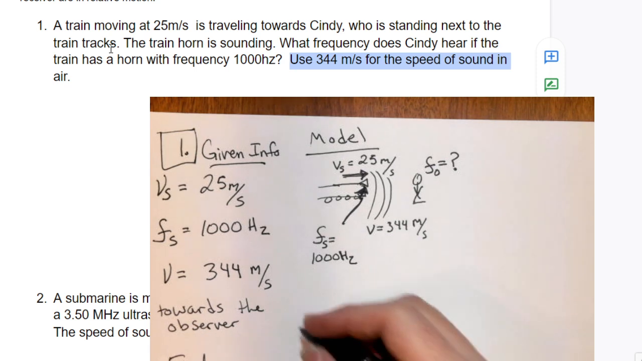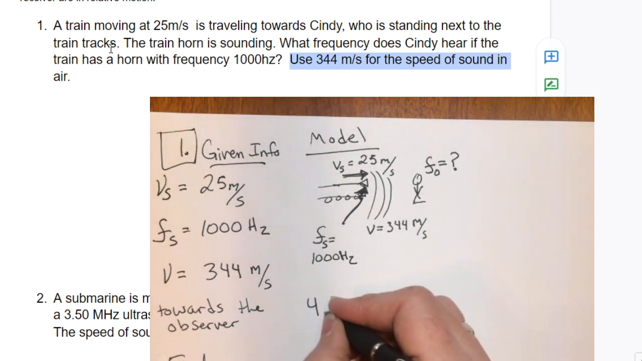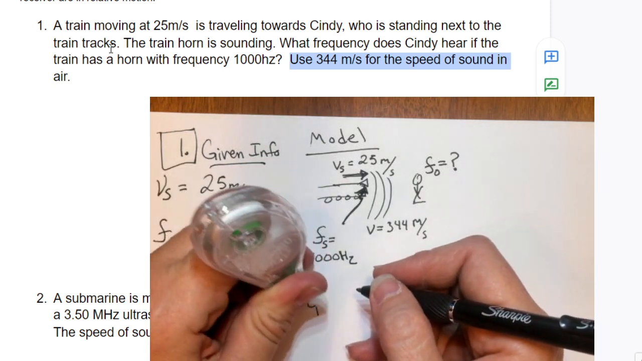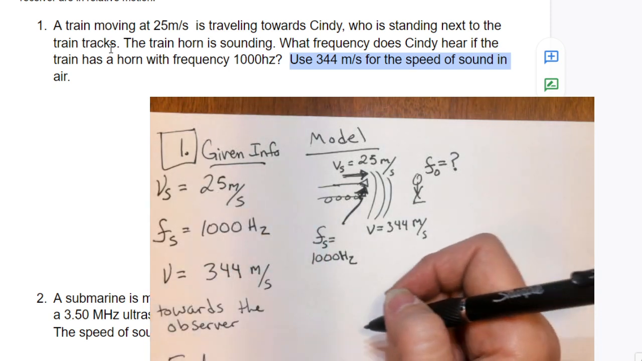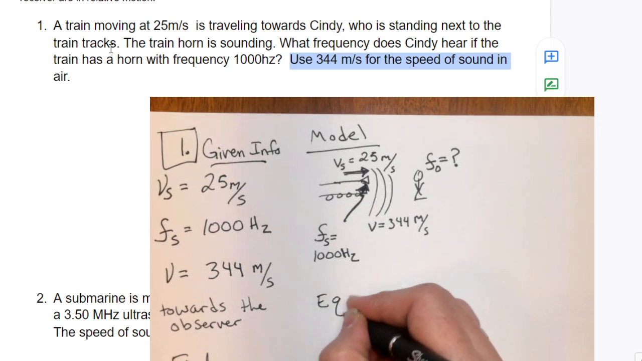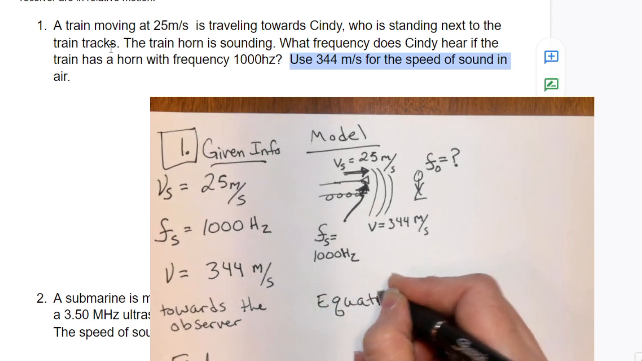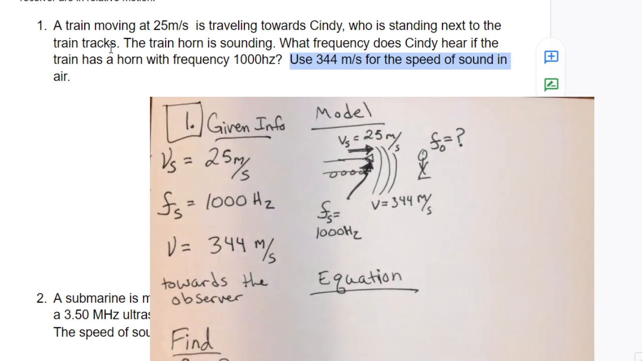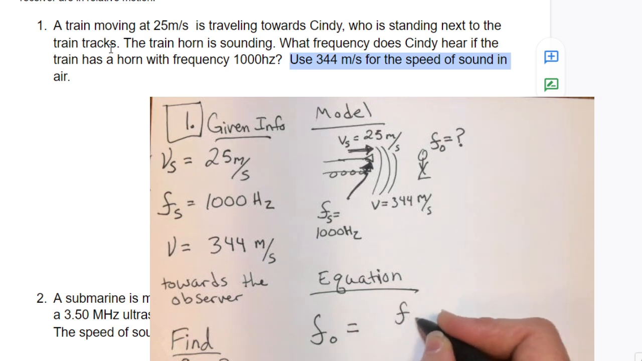Okay, step 4 is to write the equation we're going to use. Oops, I said step 4, but I don't actually want to write it because I don't want that to get confused with number 4. I'll just write equation. And the equation I'm going to use is the frequency of the observer equals the frequency emitted by the source divided by 1 minus velocity of the source over the speed of sound.